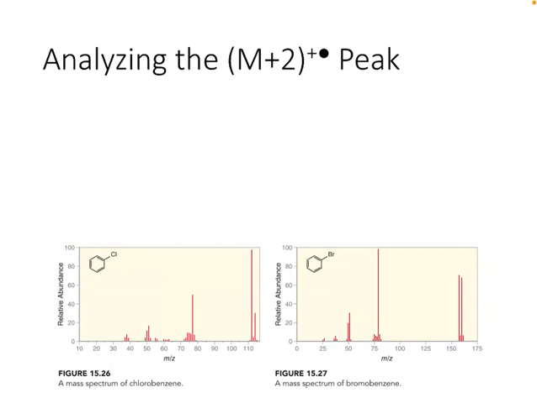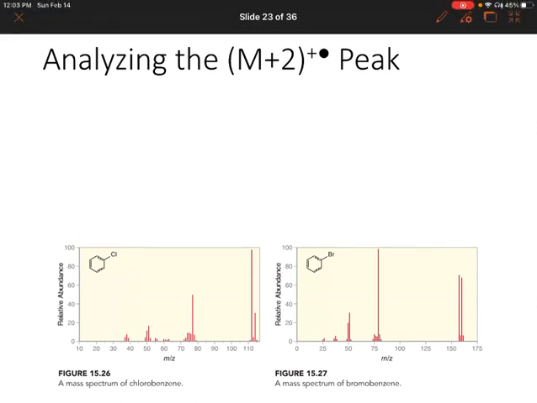Everyone, in this video we're going to continue our discussion on mass spectrometry, and I'm going to give you a few more tools that you can use to identify an unknown compound. Previously we talked about the parent peak for our compound, and we also talked about the M+1 peak, which is due to the carbon-13 isotope. Now, if you have a chlorine or a bromine in your molecule, then you'll actually see an M+2 peak.